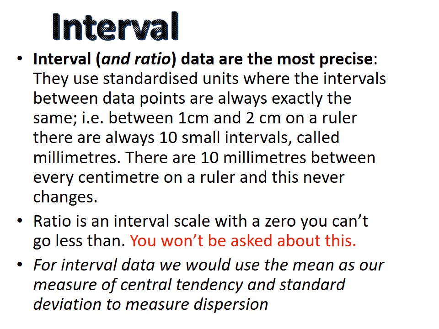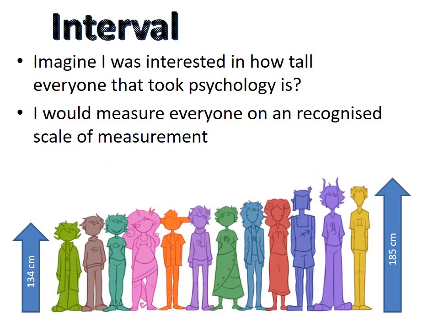That's something else you need to know. So back to my height example. If I was interested to know how tall everyone was in psychology, I would measure them. So this dude here is 134 centimeters, and this dude here is 185. I can then measure each individual person, add them all up, divide them by 12, and I would get the mean height. And then I could use standard deviation to work out how dispersed people are from the mean.